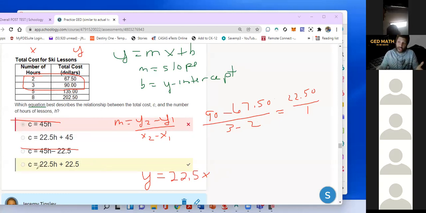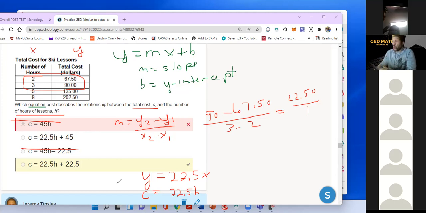But what they did is they changed this. What you know is C is going to be Y, and your variable, what's going to change is your X, your H. So instead of Y equals 22.5x, it's C equals 22.5H. So you know it's not A or C. So now at least you're down to 50%. You got a 50% chance to get this right. So how do you find the y-intercept? Again, you take the slope and you take a point.